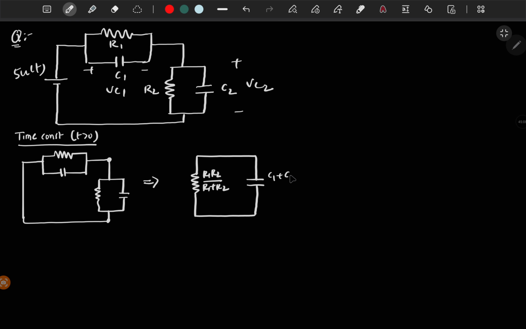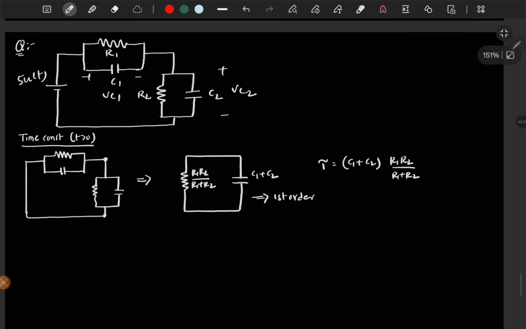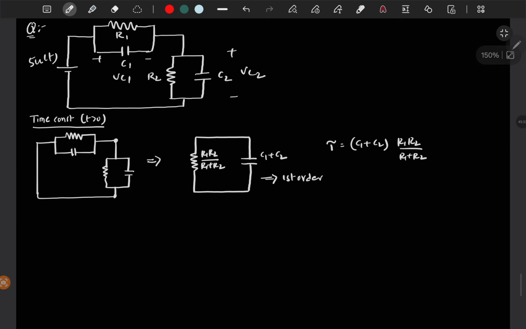Which means it is a first order circuit with time constant of C1 plus C2 times R1 R2 by R1 plus R2. So this time constant is finite, which means there should be exponential behavior in the circuit. So finite time constant, and it is also first order. So from these two we can say exponential behavior in the circuit, or exponential behavior of VC, IC.